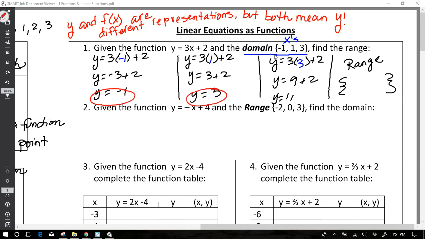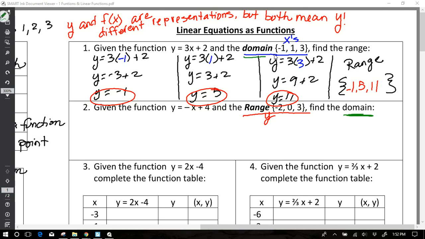All right, I have -1, positive 5, positive 11. That's my range. And that's all there is to it. Now, what if they give you the range right here? These are y values. They give you the range and they want you to find the domain.